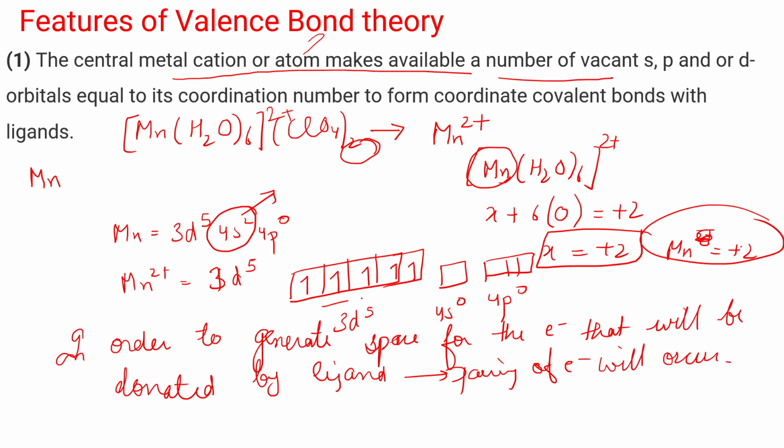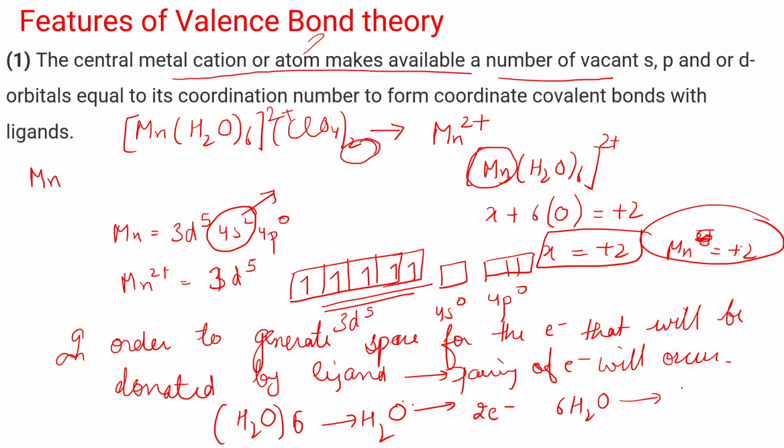That means these 5 electrons will pair in order to generate space. Since over here we are using hexaaqua, meaning 6 H2O molecules, each oxygen of water will donate 2 electrons. So 6 H2O molecules will donate 12 electrons. So we need to generate space for that. How are we going to generate space for that? We will be doing the pairing. These two electrons will go inside and will generate space like that.